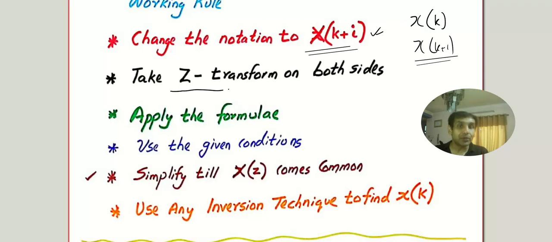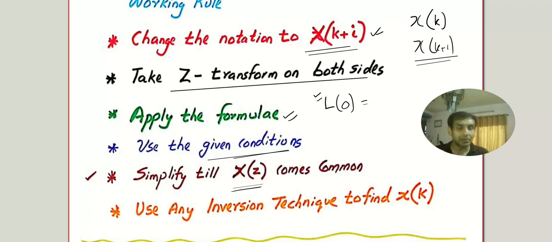The second thing to do is take Z transform on both sides and apply the formula. Initially I showed you all the formulae. Use the given condition. Given condition means, in the loan example, initially what was the loan amount? 1 million. Similarly, in every difference equation, they will give you an initial condition. Now simplify, simplify, simplify till you get the function in Z. And use any inversion technique. There are many inversion techniques, but I love the partial fraction method and the residue method.